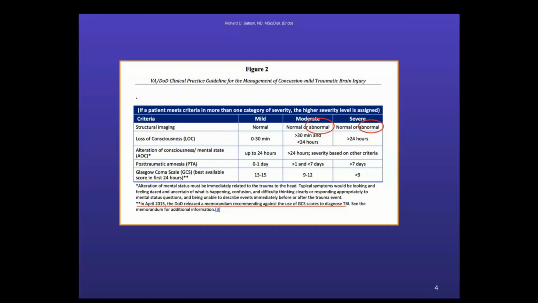But most of what we're talking about with convergence insufficiency, and 100% for our study that we're working on, is going to be mild traumatic brain injury, what we call the classical concussion. And it'll meet the criteria in the left column.